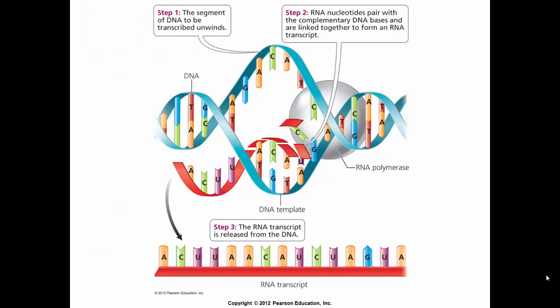So this shows in step 1 the segment of DNA to be transcribed, where RNA polymerase has identified the promoter region of that gene and unwinds. Nucleotide nitrogenous bases inside the nucleus will pair according to the complementary base rules, A and U, C and G, and the RNA transcript is going to be released, and this is what will be transported outside the nucleus to the ribosome.